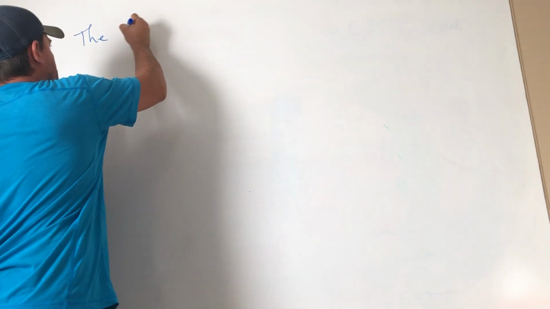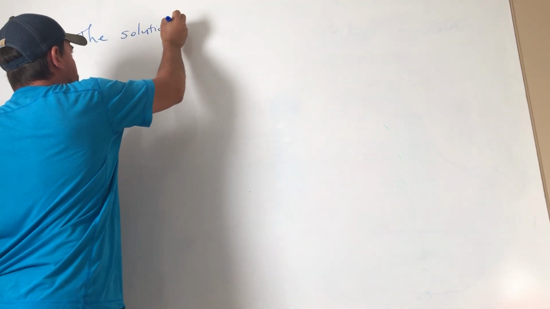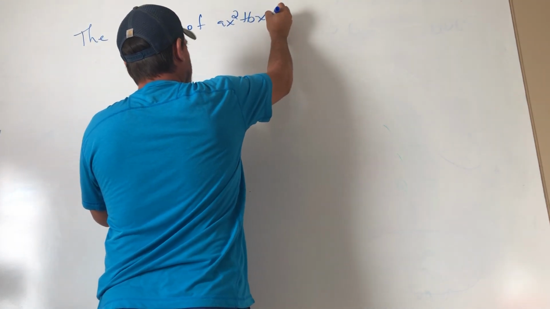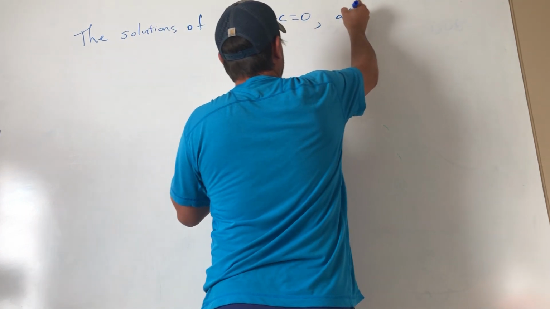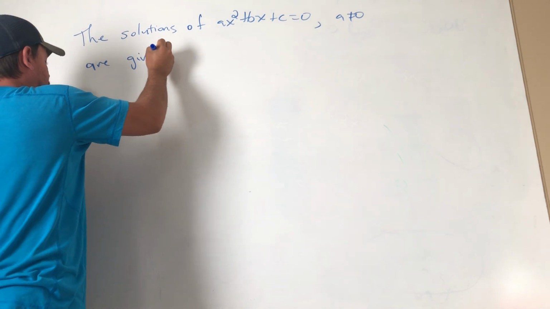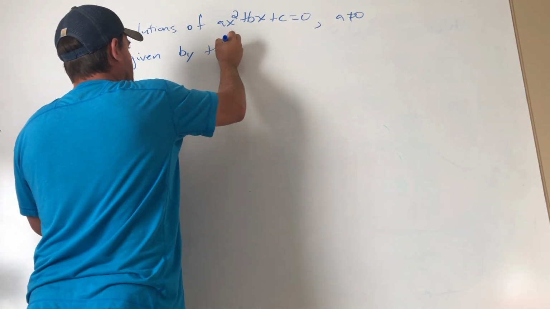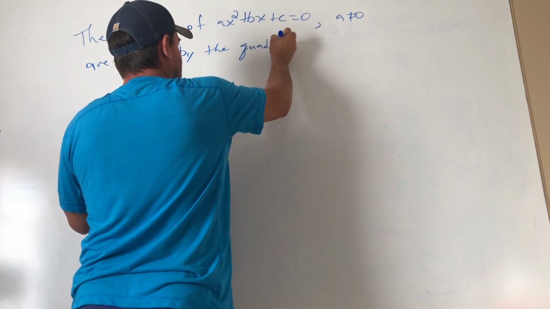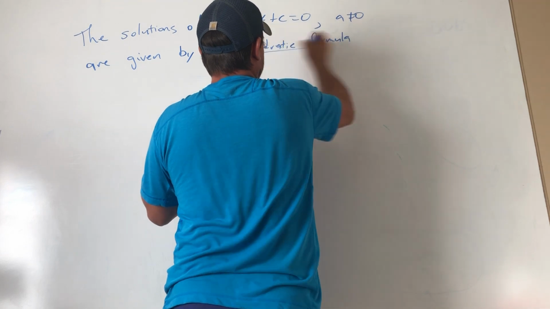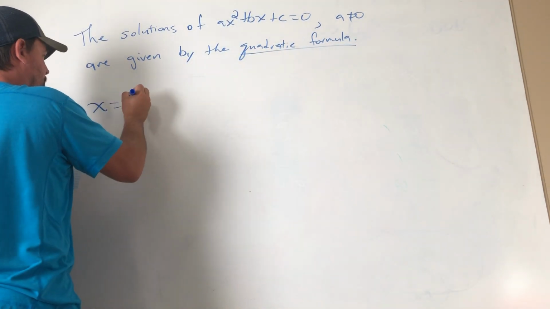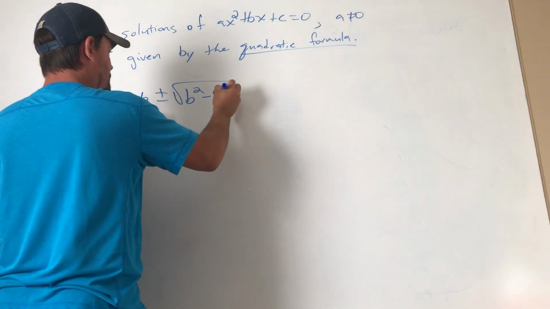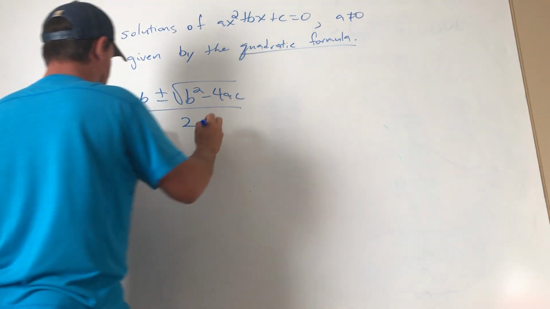Another definition: the solutions of ax squared plus bx plus c equals 0, where a is not equal to 0, are given by the quadratic formula. Quadratic formula: x equals negative b plus or minus the square root of b squared minus 4ac, all over 2a.